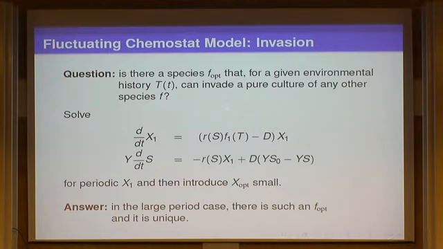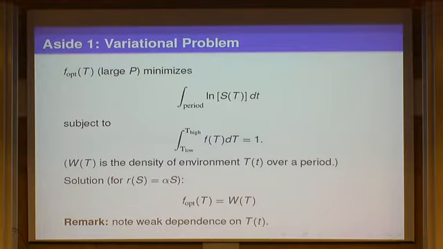In this case, we still can't do the problem, but we can ask the following question: is there a species that can invade a pure culture of any other species? So you take any possible species, you grow it up into nice pure culture, you introduce a little bit of the optimal species. Can you find one which will always successfully invade? The answer to that is yes. There is such a species, and it is unique. There's only one of them. It turns out to be a solution of a particular variational problem.